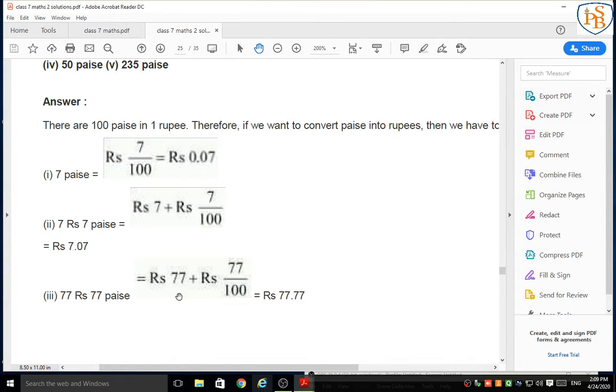77 rupees 77 paise, that means 77 rupees plus 77 upon 100. So my answer is 77.77. To understand it or to listen again and again, you can stop this video or you can see these answers. You will be able to understand this.